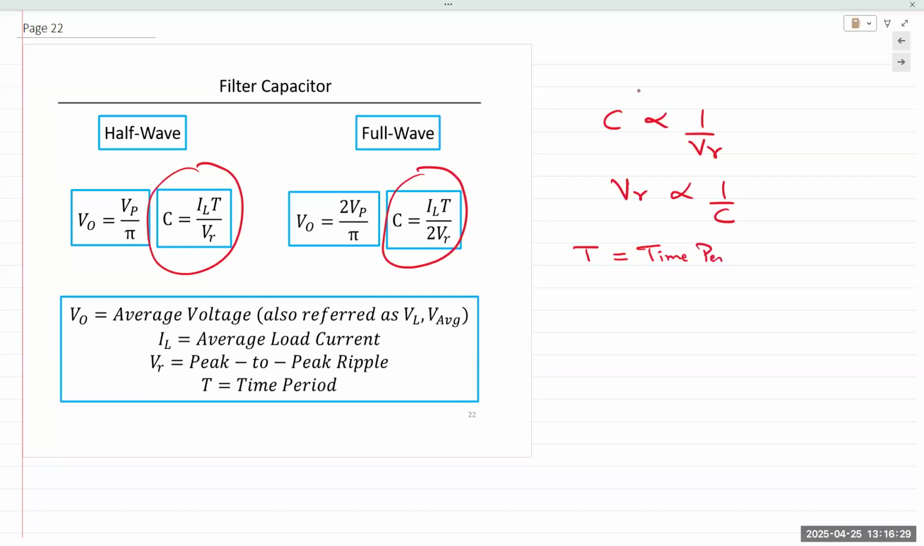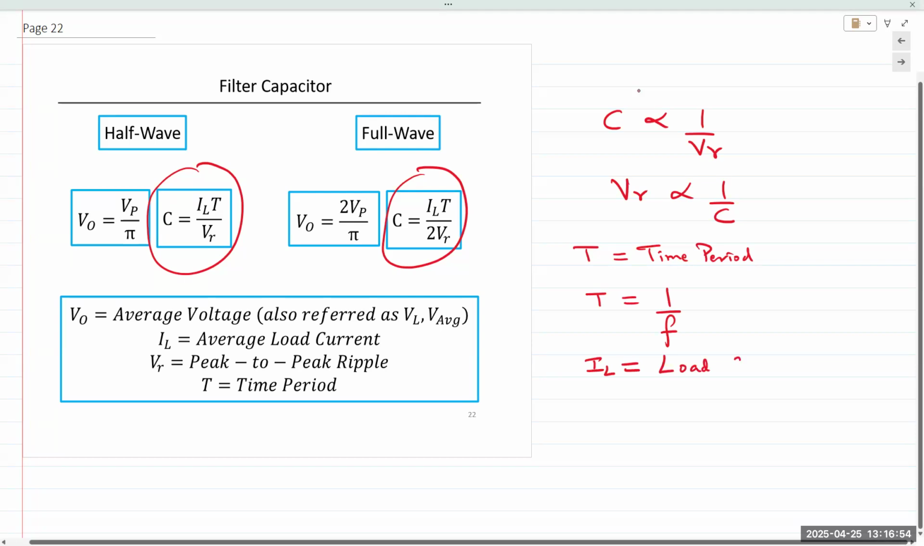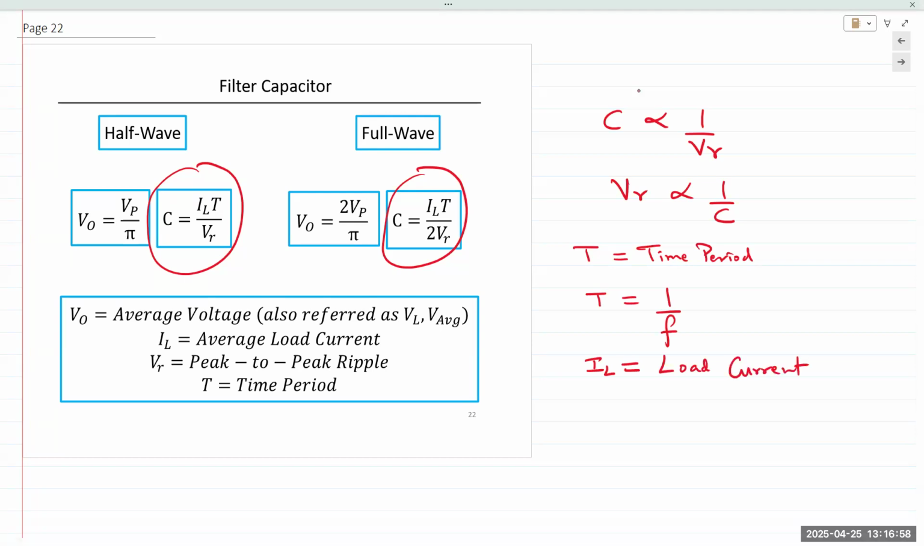So one single time period T is also the inverse of frequency. So T is 1 over F, or F is equal to 1 over T. And then IL is the load current, which of course is a critical factor in those equations. Depending on our load and depending on the load current requirements of the application, capacitance value can be designed.